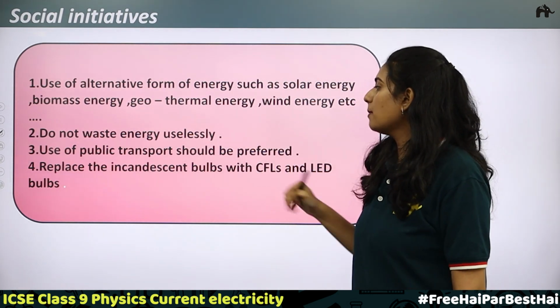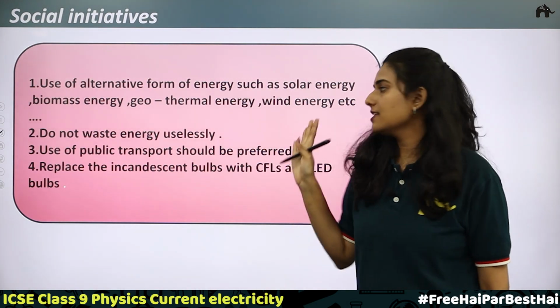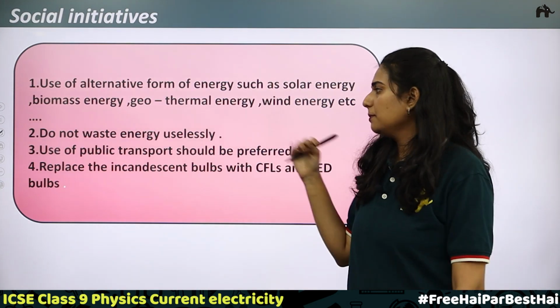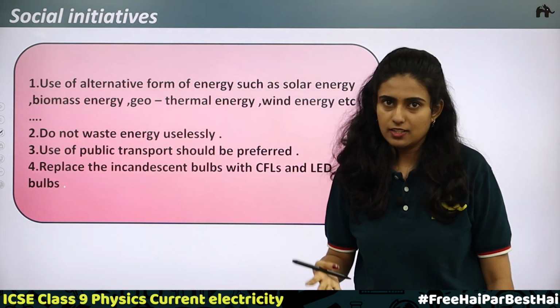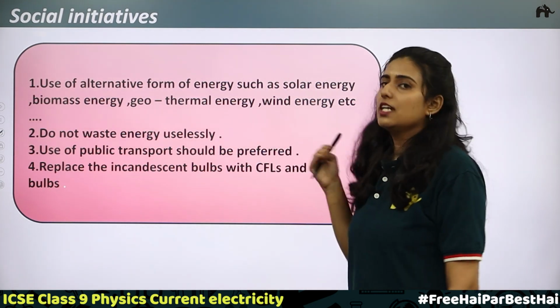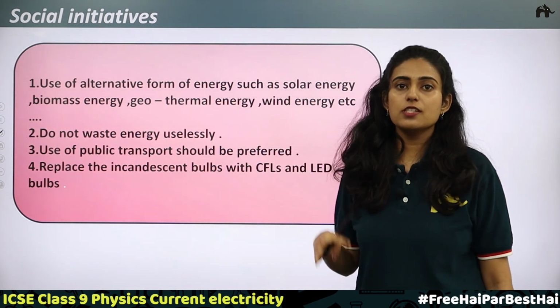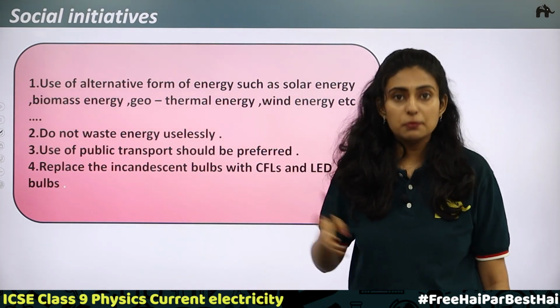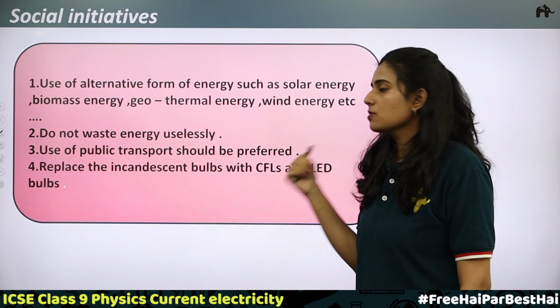Next, the third one, use of public transport should be preferred. If you consider the same apartment, there are many people traveling in different vehicles. If all of them can travel in the same bus, the pollution caused will decrease. In 4 houses, 4 cars will be there, and daily these 4 cars will be burning petrol, which is causing pollution.